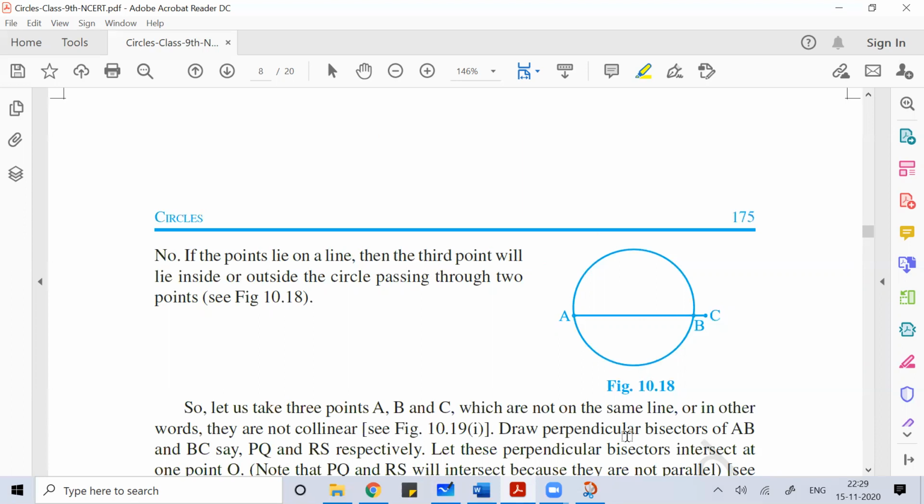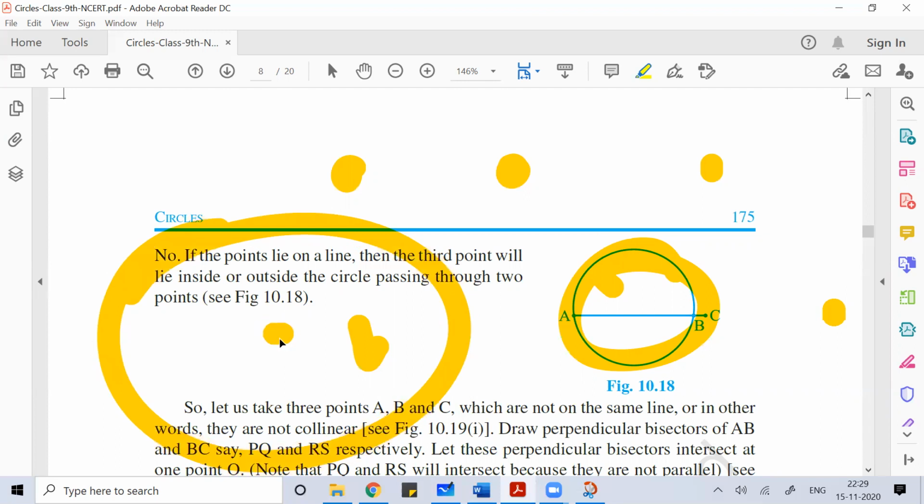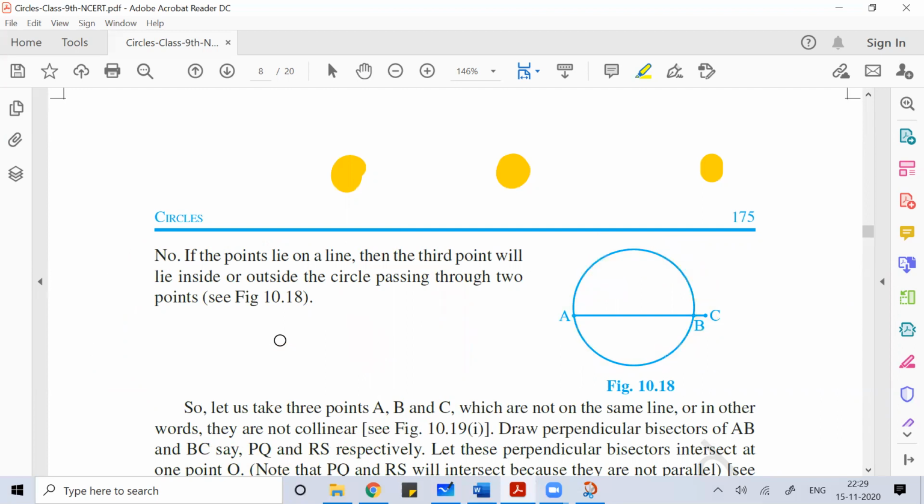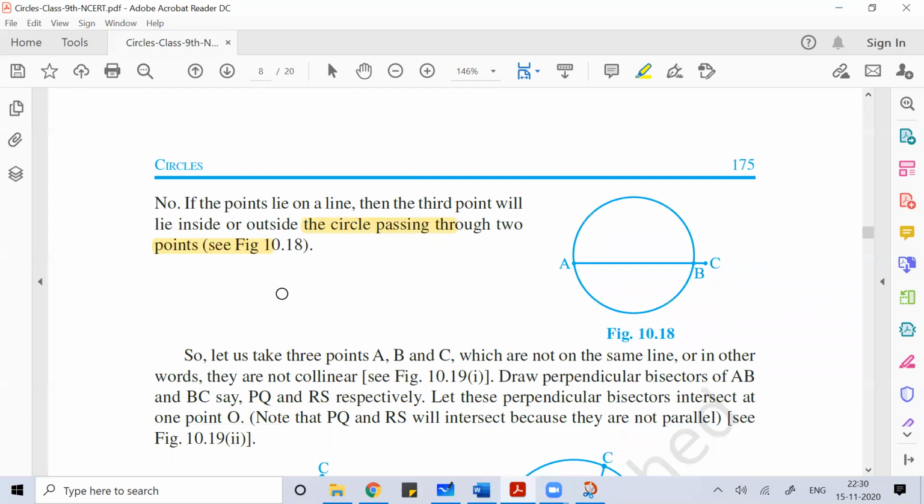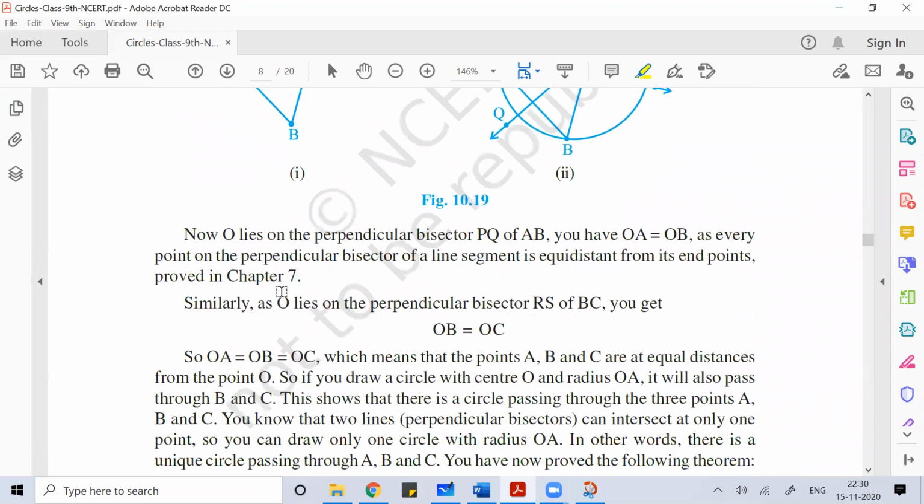You need to understand this, provided that the points should be non-collinear. Imagine if the three points are collinear, then you cannot draw a circle on the three collinear points. Whenever you draw a circle, either the third point will be left outside, or the point will be inside. So if all three points are collinear, you cannot draw a circle. In order to draw the circle, we need to make sure that the points are non-collinear.